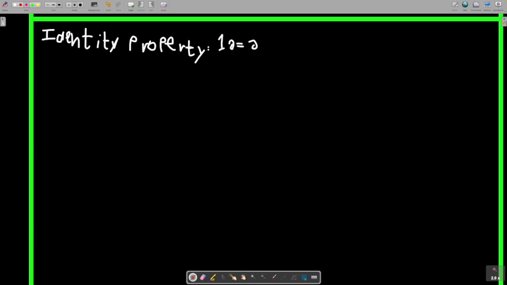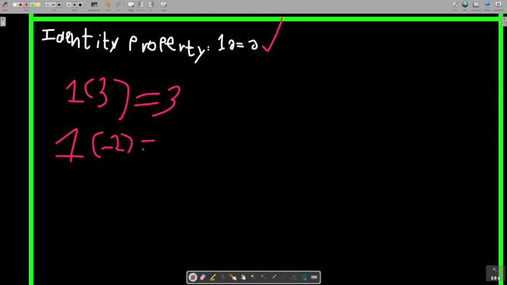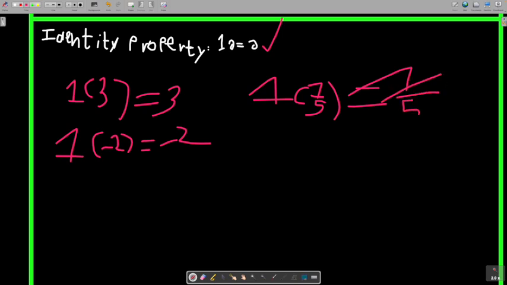Next is the identity property, which is 1A equals A. In the addition properties, it used to be A plus 0 equals A, but here it's 1A equals A. So this means that if you multiply any number by 1, it will maintain its identity. It will be the exact same. Let's say A equals 3. So 1 times 3 is of course equal to 3, which is A. So this is right. And this works with any number too, even negative numbers. Like 1 times negative 2 is equal to negative 2. 1 times 1 over 5 equals 1 over 5. It even works with fractions.